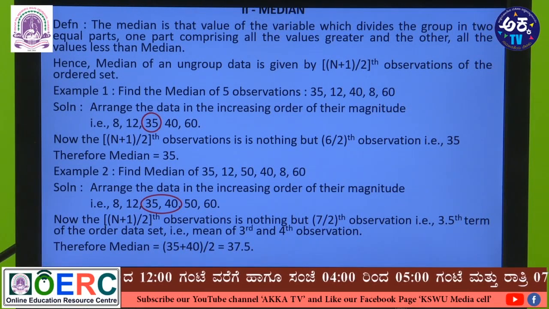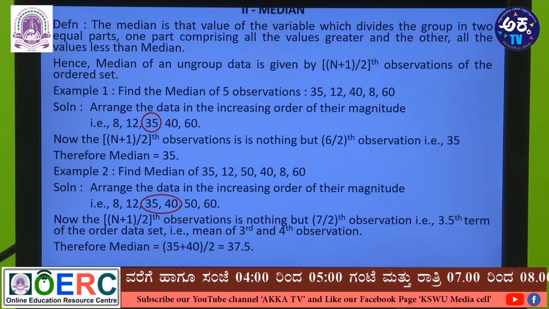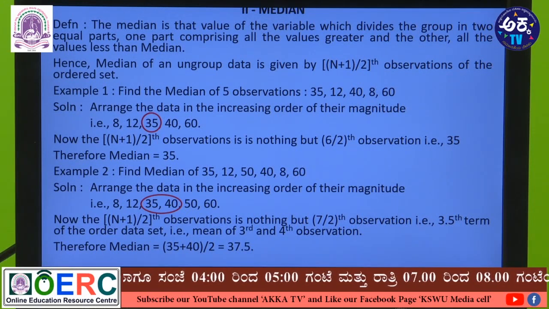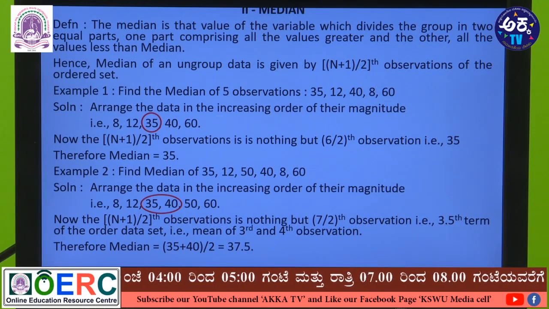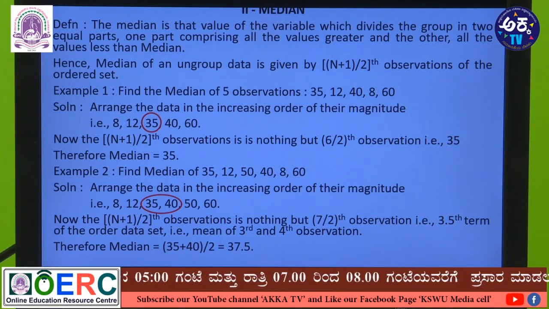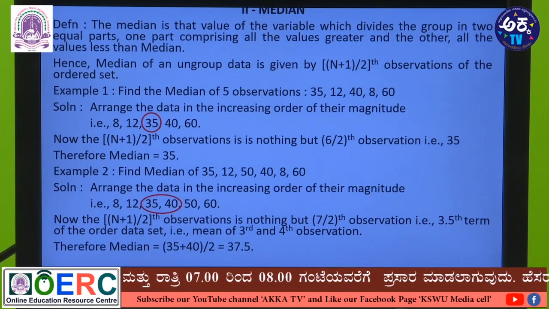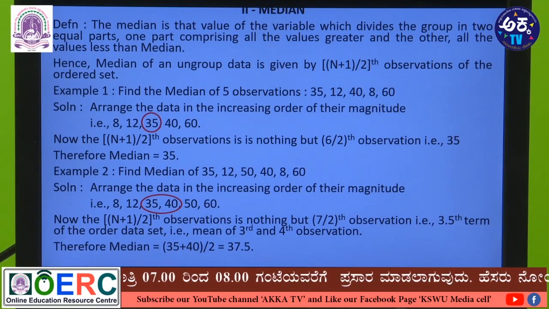For example, find the median of 5 observations. The 5 observations are given here, they are 35, 12, 40, 8 and 60. So, in order to get median, what we should do is, first arrange the data in increasing order of their magnitude, and that arranged data set is 8, 12, 35, 40 and 60.